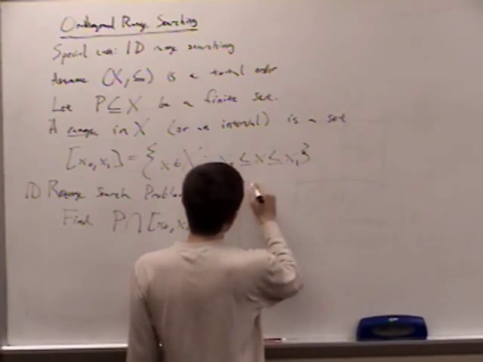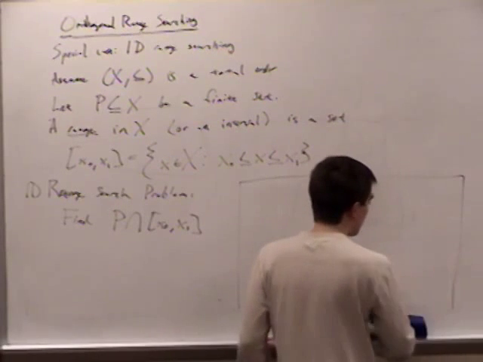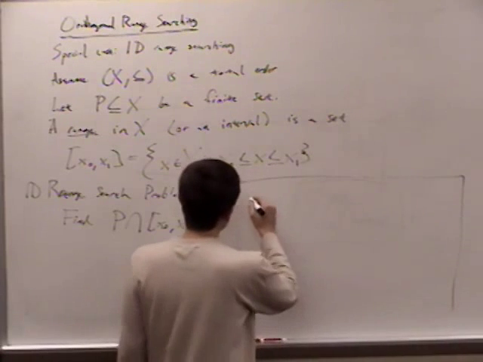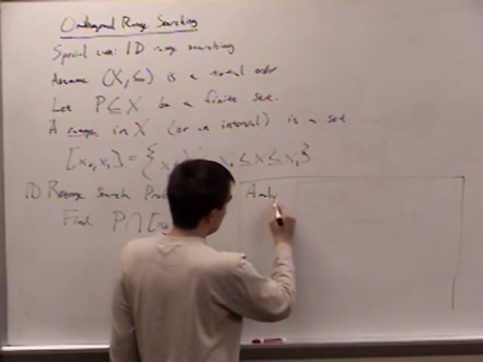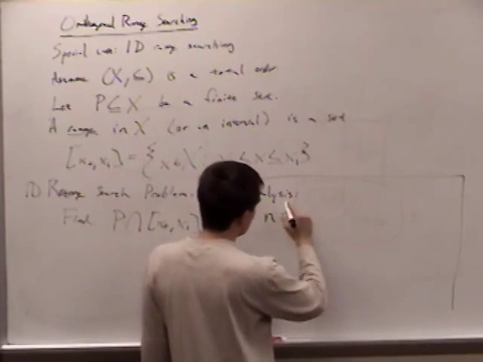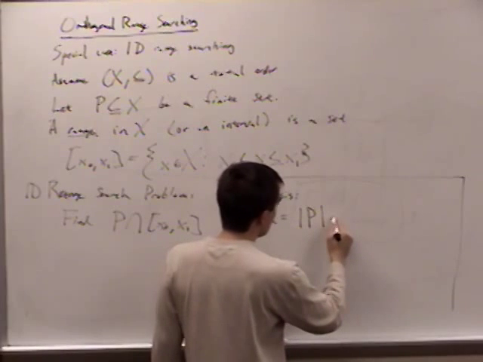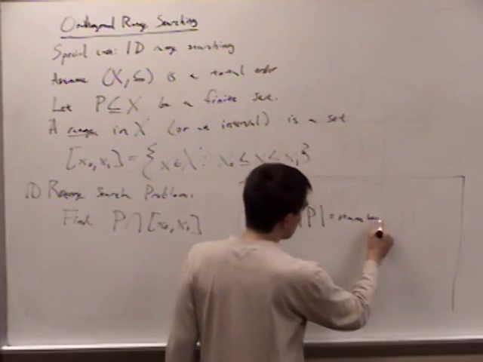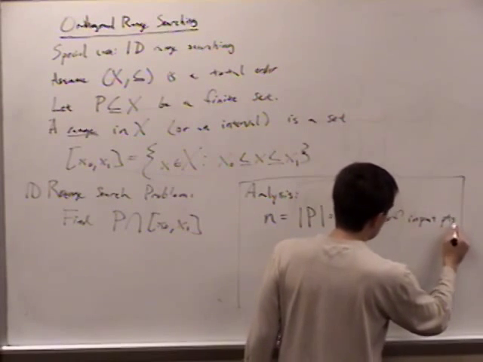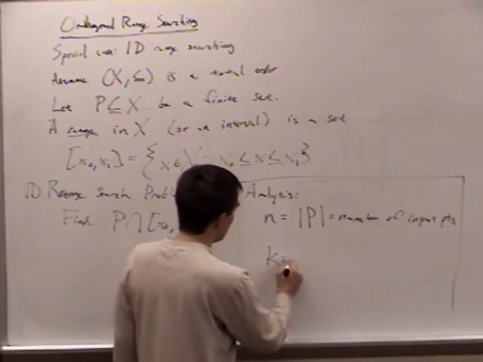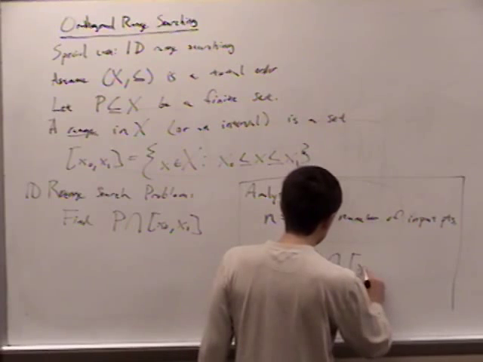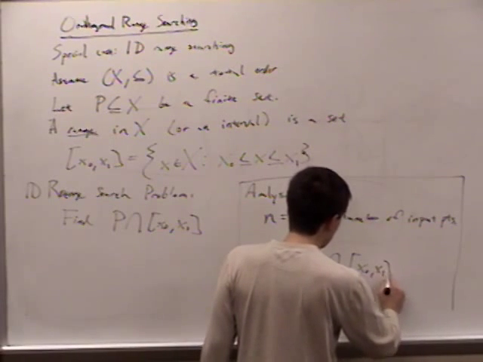So when we're talking about this problem, we're going to think about two parameters in our analysis. N, which is going to be the size of P, or the number of input points. And then we're going to have another parameter, which we'll call K, which is just the cardinality of P intersected with this interval. So it's the size of the result.